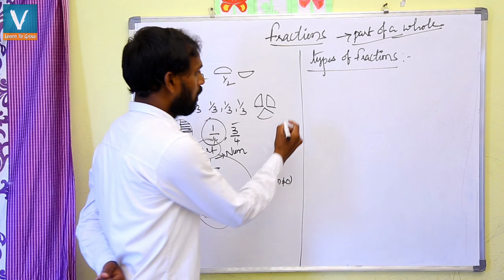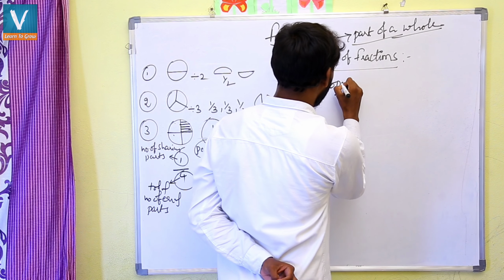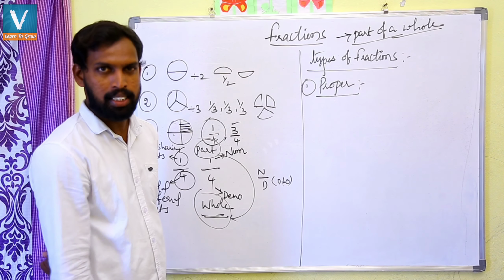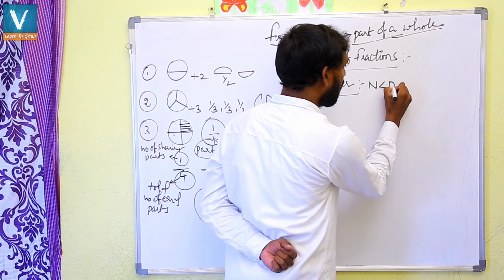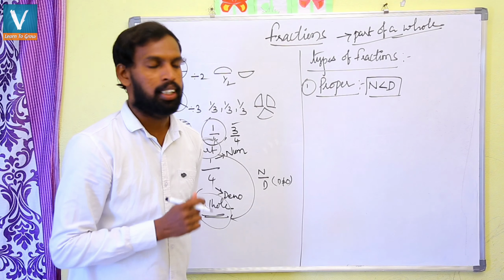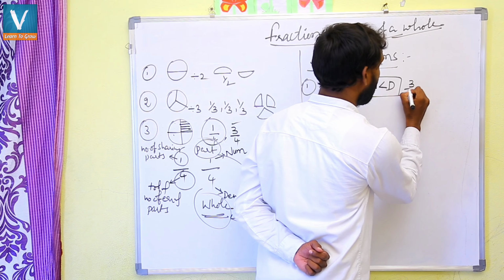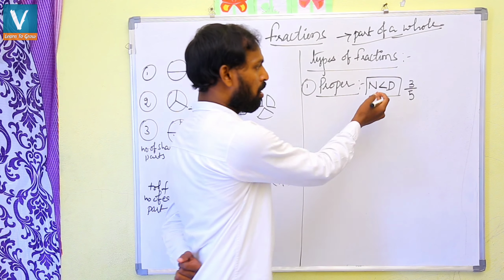So the first one is a proper fraction. A proper fraction means the numerator is less than the denominator. If the numerator is less than the denominator, that indicates a proper fraction. We'll take one example. Suppose I am taking 3 by 5. I am saying 3 by 5 is a proper fraction. We'll see with this condition.